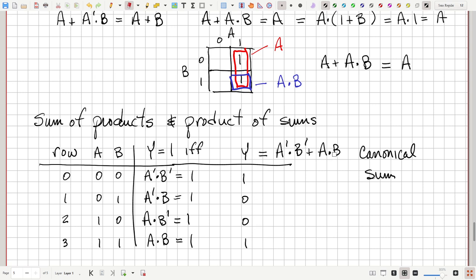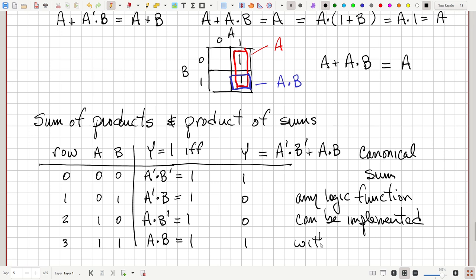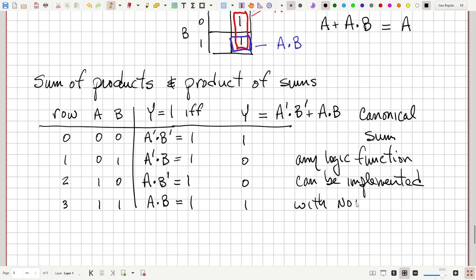So what does that tell you? Immediately, that tells you any logic function can be implemented with not, and, or operations. Those are the only three operations you need. Now, we may use different operations like the exclusive or and other things like that for convenience, but in principle, any truth table, any logic function can be implemented just with these three operations.